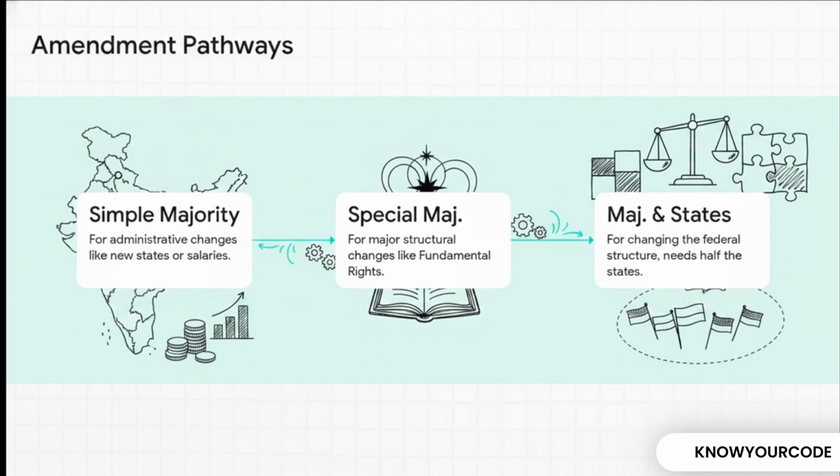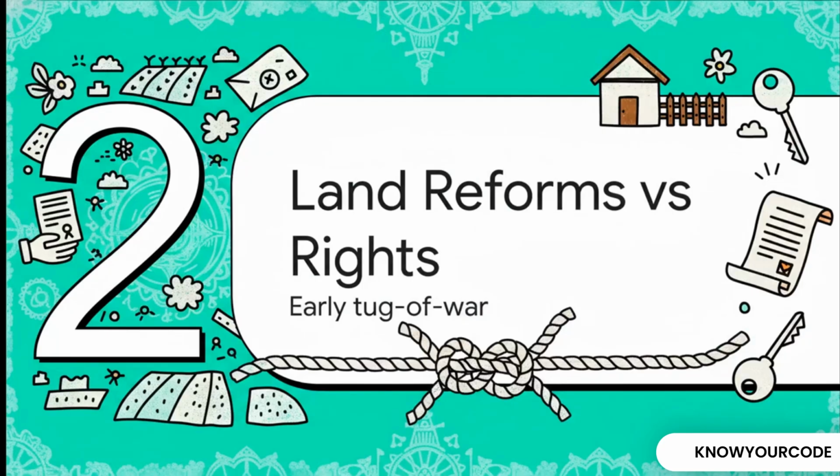Okay, so under Article 368, Parliament basically has 3 different pathways to alter the text. Think of them like 3 levels of difficulty. First, basic administrative stuff, like creating new states or adjusting salaries. Just needs a simple majority vote. Easy enough, right? Second, if you want to alter major structural elements, including fundamental rights, you need a special 2/3 majority. And the third, the hardest level, if you're trying to shift the federal structure, meaning the actual balance of power between the central government and the states, you need that special majority plus the consent of at least half of the state legislatures.